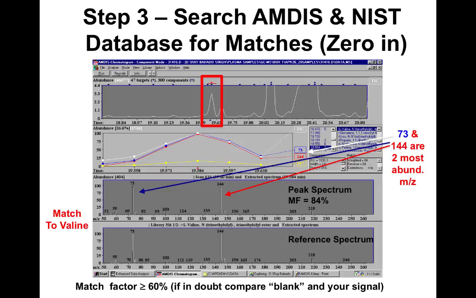The white is the overall sum, and the blue, red, yellow are the individual peaks.